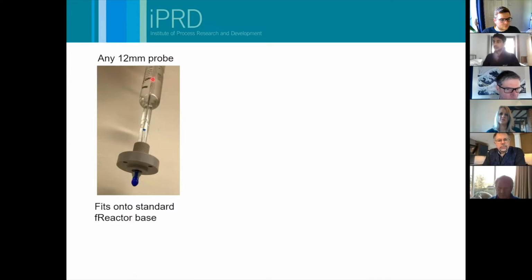This is a standard pH probe. We've also just worked with Asynt to launch a new lid for the fReactor where you can take one of your standard 12mm probes. So it could be conductivity, it could be pH, whatever you want it to be. And that fits in place of our normal lid onto the fReactor, and you can measure other things. I showed you an example with temperature, but now you could add pH, for instance.